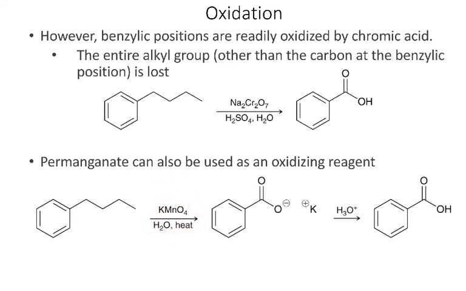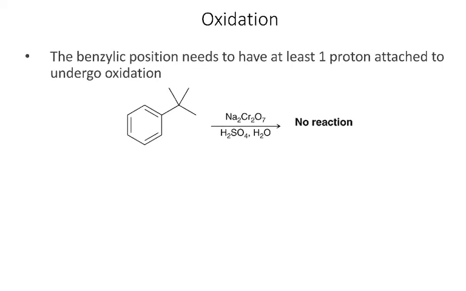So we need to do it in 2 steps with potassium permanganate. First with potassium permanganate and water, and then in the second step we'll finish it off with an acid to protonate the anion, but the end result is the same. We chop off the alkyl group and then we install a carboxylic acid at the benzylic position. Now, one important note about this oxidation reaction, we have to have a hydrogen at the benzylic position. In this case, there is no hydrogen at the benzylic position, and so the oxidation won't occur.